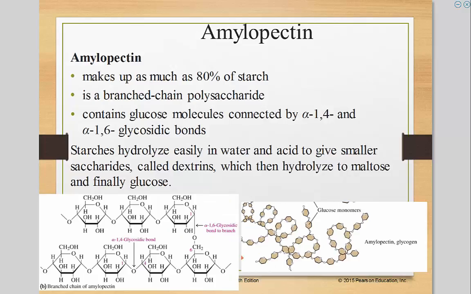The difference between amylose and amylopectin is the fact that amylopectin is branched. Amylopectin is 80% of the starch that we have. And so every once in a while you'll see on the sixth carbon another bond being formed, an alpha 1,6 glycosidic bond rather than alpha 1,4. The alpha for that first carbon, once again, the OH group is coming down and it's bonding onto that sixth carbon.